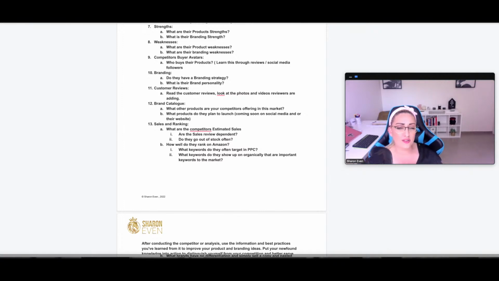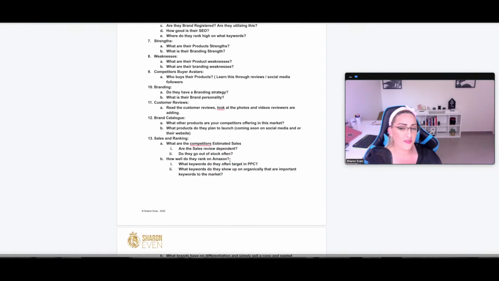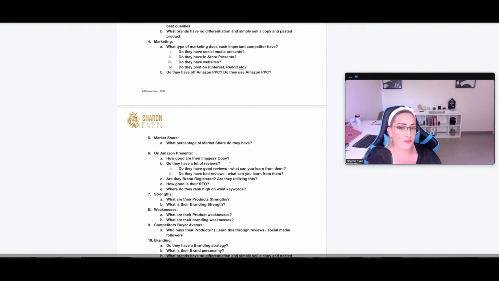How well do they rank on Amazon? What keywords do they often target in PPC? What keywords do they show up on organically that are important keywords to the market? This is just very, very basic. I obviously could have gone a lot more in depth, but this is stuff that I've really realized a lot of people miss out on.